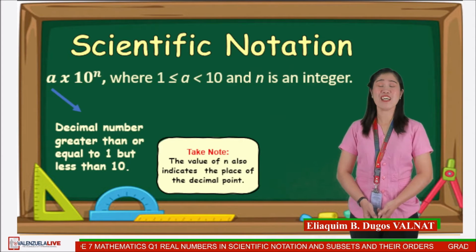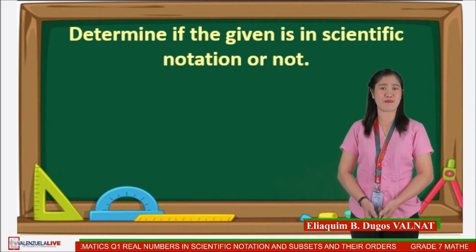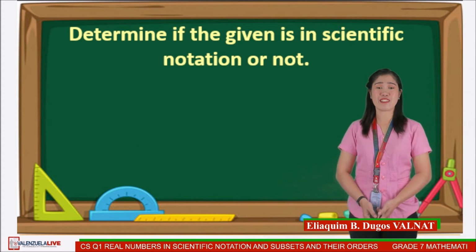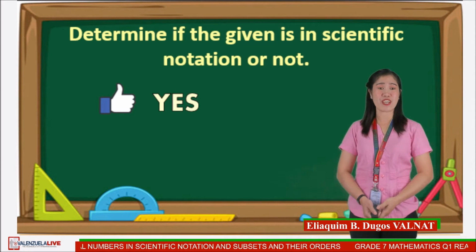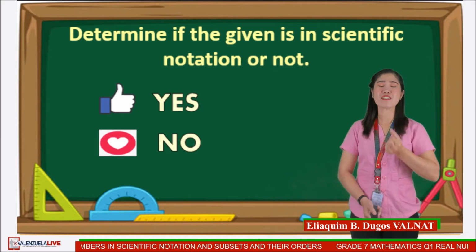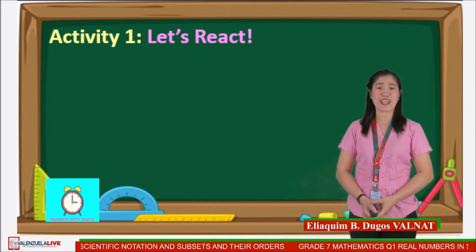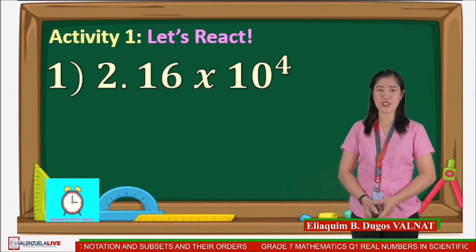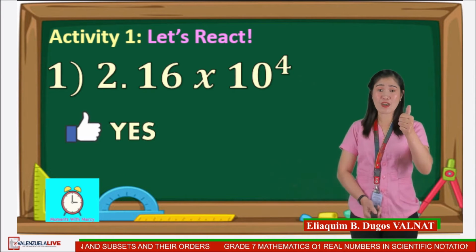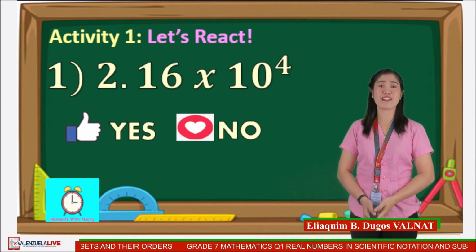This time, let us test your knowledge if the given numbers is in scientific notation or not. All you have to do is click like if the given example is in scientific notation and click heart if it is not in scientific notation. Let's have activity number 1 entitled Let's React. Here's the first given number. 2.16 times 10 raised to the fourth power. Is it like or heart? You have 5 seconds to answer. Your timer starts now.